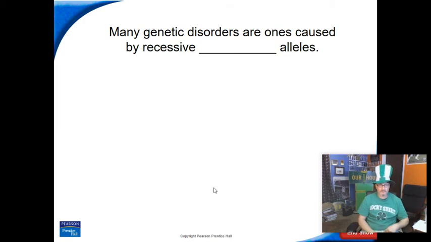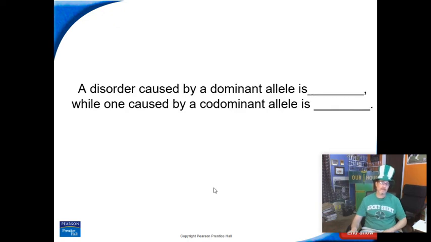Okay, please use this as an opportunity to practice with your notes. Many genetic disorders are ones caused by recessive blank alleles. Take a look at number 11 if you can't remember. Autosomal, which means they're on chromosomes 1 through 22. Good. A disorder caused by a dominant allele, give me an example. One caused by a codominant allele, give me an example. Take a look at number 12 and 13. So dominant would be Huntington's. Codominant would be sickle cell.